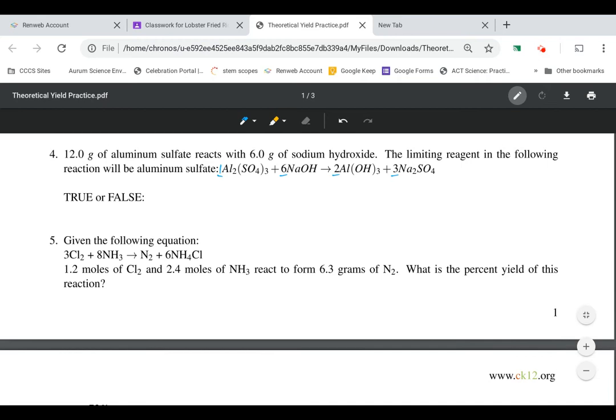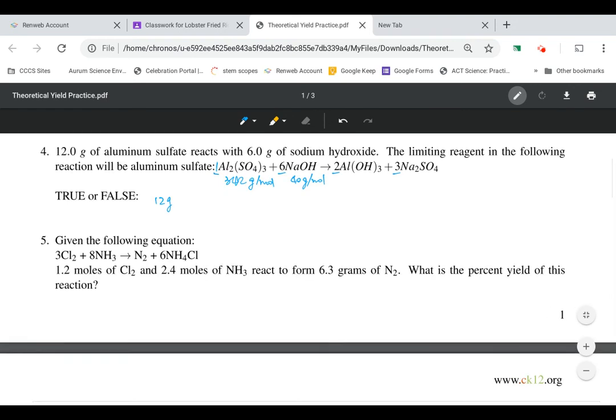So aluminum sulfate, its molar mass is 342 gram per mole. And then sodium hydroxide is 40 gram per mole. And we set up both equations, 12 gram of Al2(SO4)3, convert back to mole.